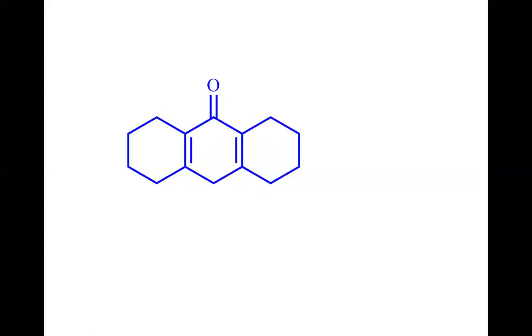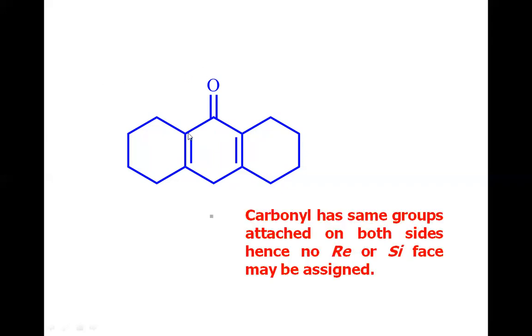Now let's take the other example. Here you could simply see, although we agree that oxygen is the first priority, there is no third priority at all, because both groups adjacent to carbonyl, either the left hand side or the right hand side, have the same priority. So we cannot assign the Re or Psi phase for this particular molecule.